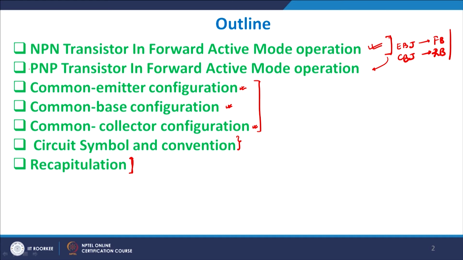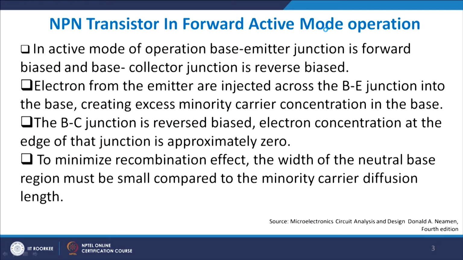So, let me explain how this first topic works, which is the NPN transistor in forward active mode configuration or bias. As I discussed with you previously, in active mode of operation the base emitter junction is always forward biased, and the base collector junction is always reverse biased. You have to ensure this base collector junction should not be forward biased.